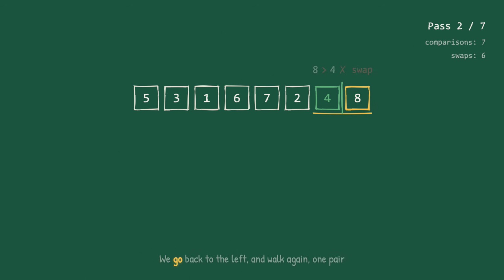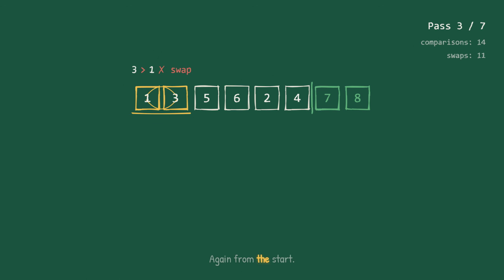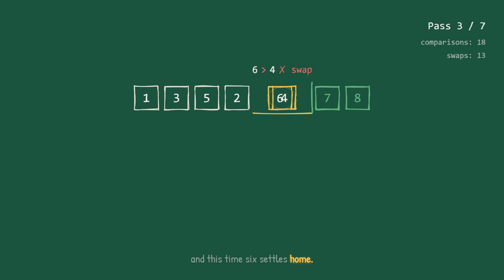Pass 2. We go back to the left and walk again, 1 pair at a time. 5 and 3, swap. 5 and 1, swap. Then 5, 6, and 7 fall into line, and 7 locks into place. Pass 3. Again from the start, 3 and 1, swap. Then 3, 5, 6, and this time 6 settles home.